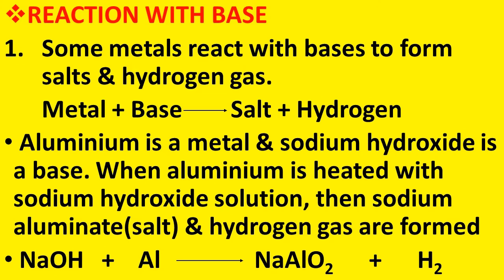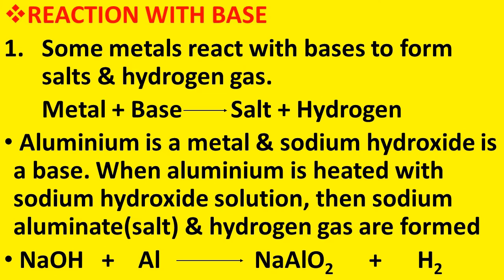We will see this reaction by taking aluminium as an example. Aluminium is a metal and sodium hydroxide is a base. When aluminium is heated with sodium hydroxide solution, then sodium aluminate and hydrogen gas are formed. So here which metal are we taking? Aluminium, and sodium hydroxide is the base taken. When we heat this aluminium and sodium hydroxide solution, we get a salt. What is that salt? Sodium aluminate, and also hydrogen gas is formed.